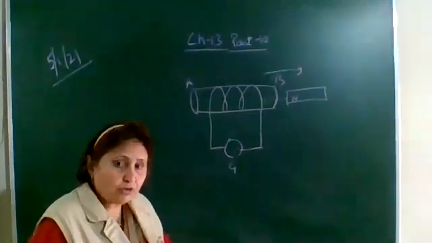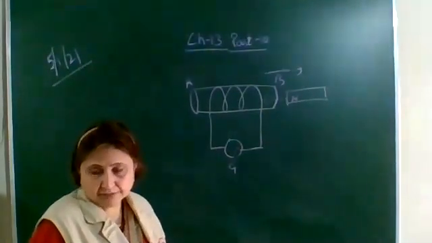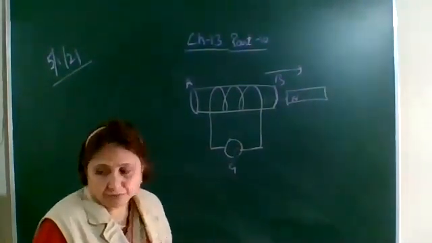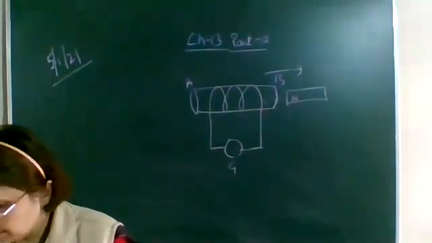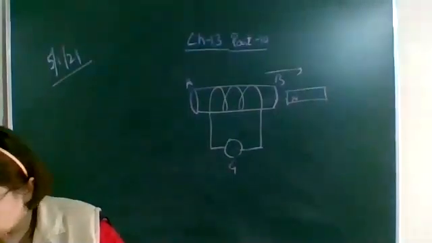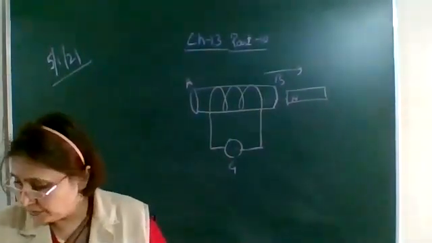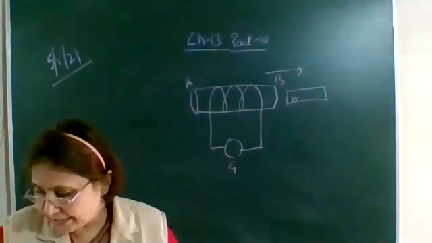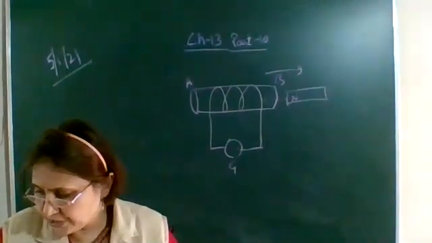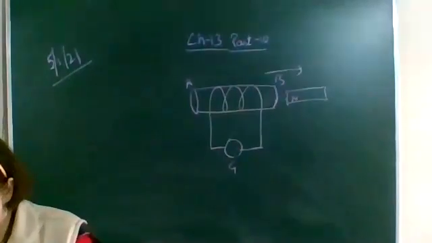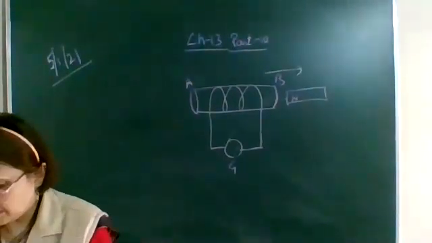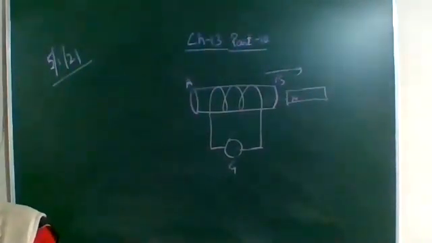Now there is one more method to produce induced current, which is given in the book with the help of an activity. Now let's read that activity. On page number 235, let us now perform a variation of activity 13.8, in which the moving magnet is replaced by a current carrying coil, and the current in the coil can be varied. This is activity 13.9.